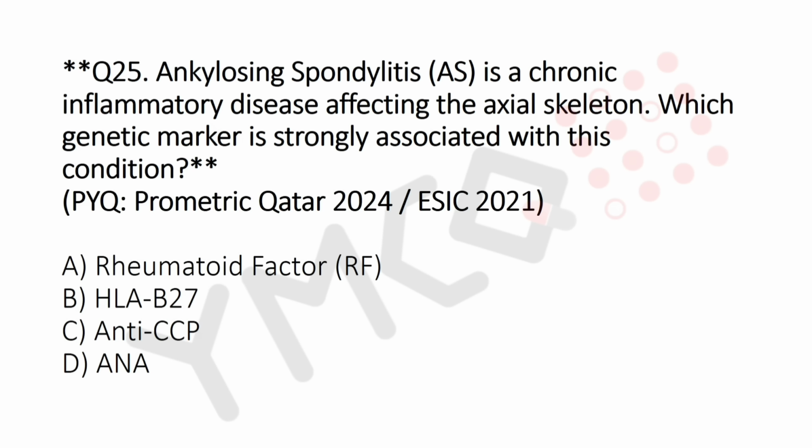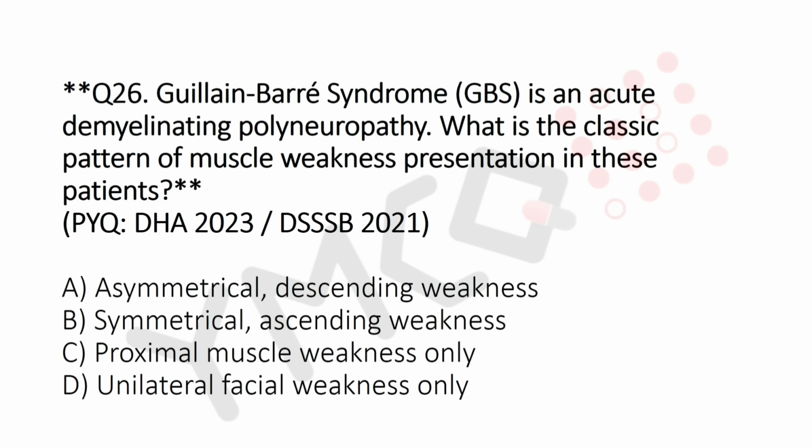Option A, rheumatoid factor. Option B, HLA-B27. Option C, anti-CCP. Option D, ANA. And the answer is option B, HLA-B27. Over 90% of patients with ankylosing spondylitis test positive for the HLA-B27 genetic marker, making it a key diagnostic clue. Okay. Let's move to question number 26.